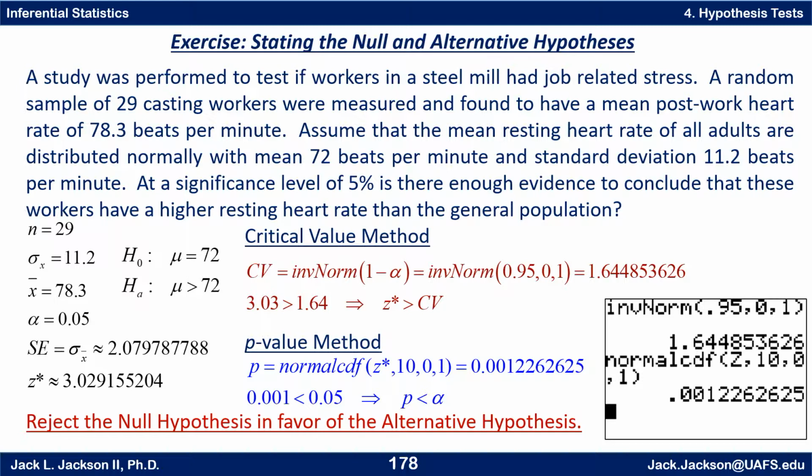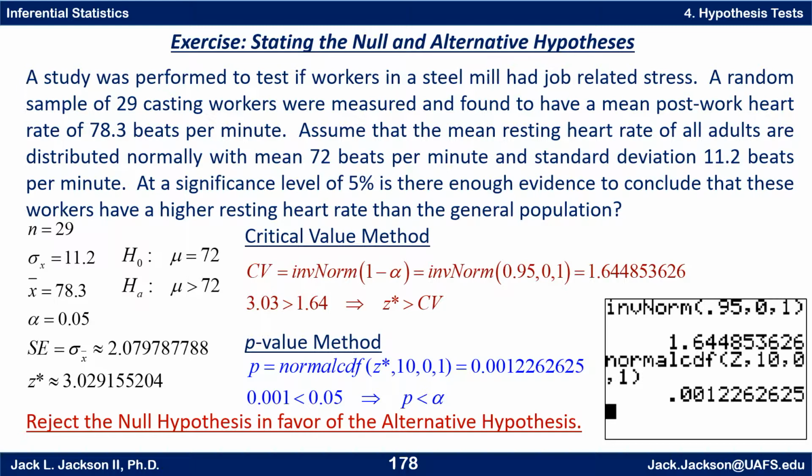To make our conclusion, in the critical value method, we would compare the z-star test statistic to this critical value, which is also a z-score, comparing z-score to z-score. We see that 3.029 or 3.03 is greater than 1.64, so we are in the critical region. Z-star is greater than the upper critical value, and so that is enough evidence to reject the null hypothesis in favor of the alternative hypothesis.